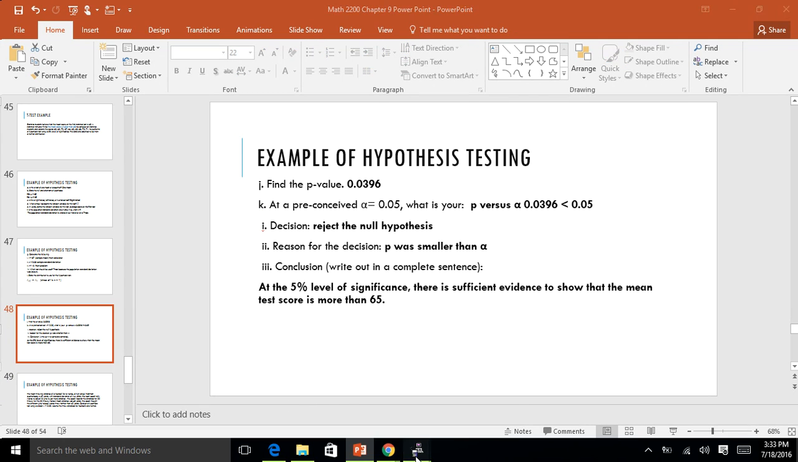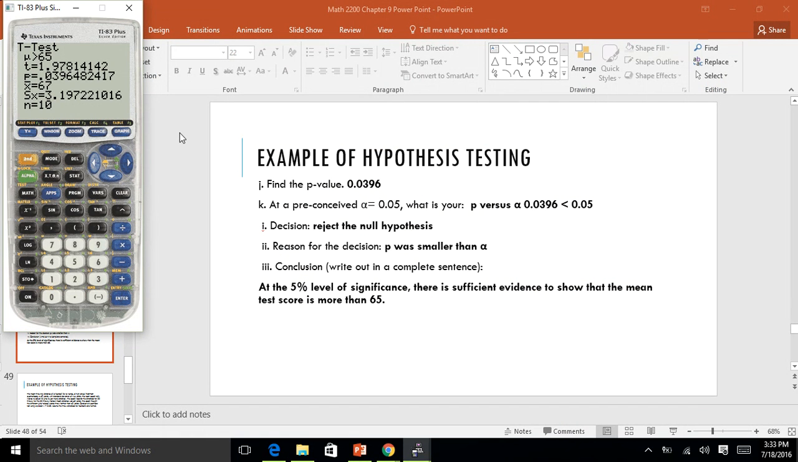So if I go back up to my calculator, I can see my p-value of 0.0396. So I put it right here. So I need to start making my decision. So I'm going to look at my p versus my level of significance, 0.0396. Is that less than 0.05? And it is. So because this is less than that, I reject the null hypothesis, and I say it here. So then, because I reject my null hypothesis, that means I'm keeping my alternative, and I can say at the 5% level of significance, there's significant evidence to show the mean test score is more than 65.